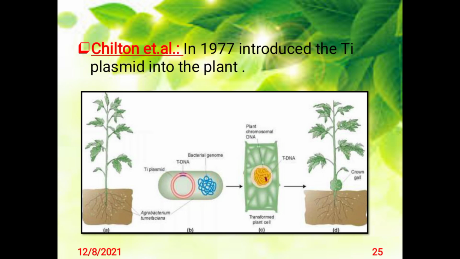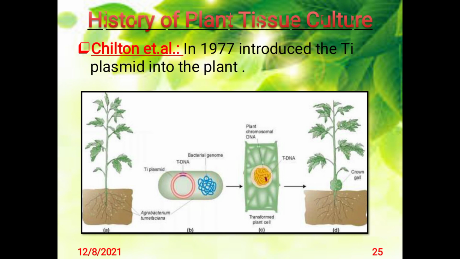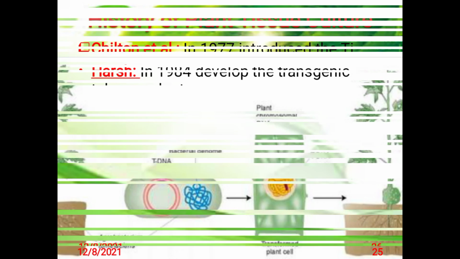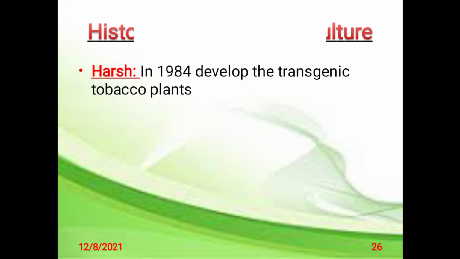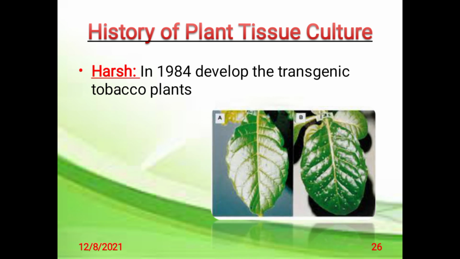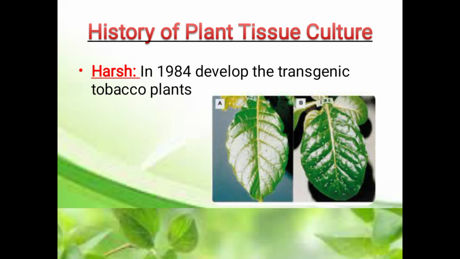Next is Schilperoort et al. In 1977, they introduced the Ti plasmid into the plant. This picture is a Ti plasmid picture. And last is Horsch. In 1984, he developed the transgenic tobacco plant.